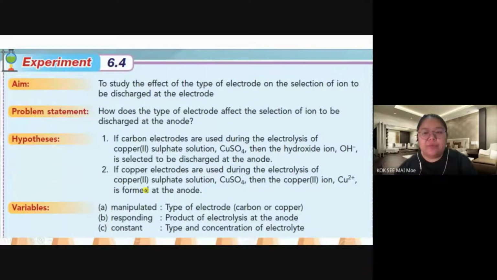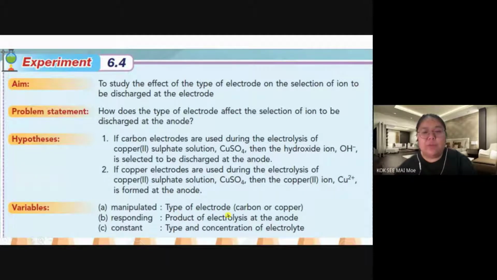After that, we see number 2. Number 2, both are also copper: the copper electrode, and the solution is copper(II) sulfate. Then they ask you what will be formed at the anode. So this one is two hypotheses. They test by using two electrodes.